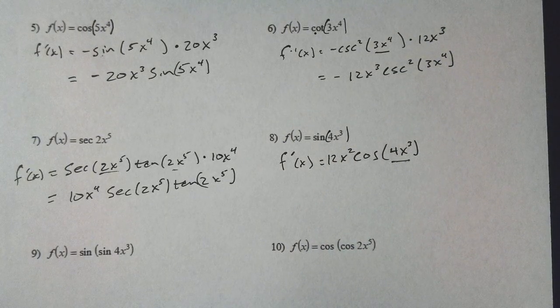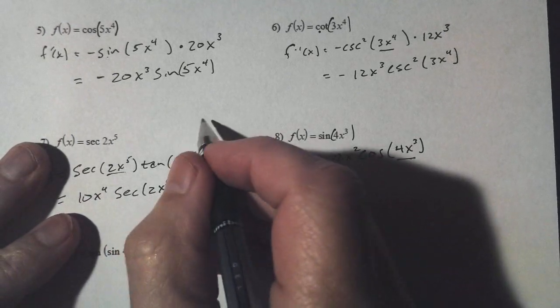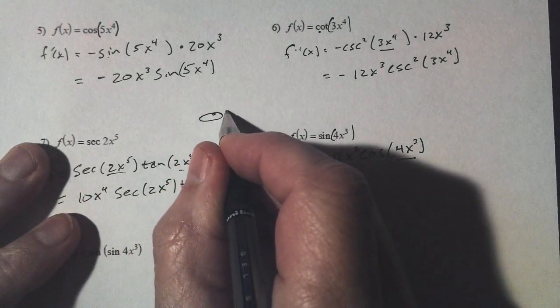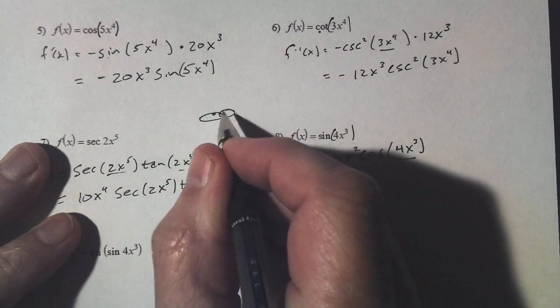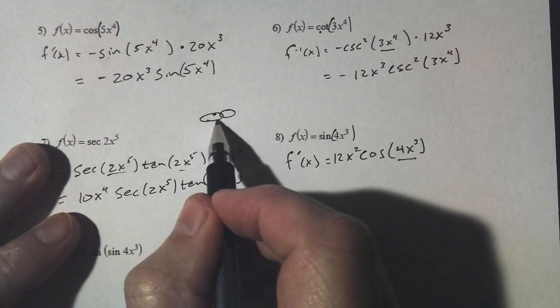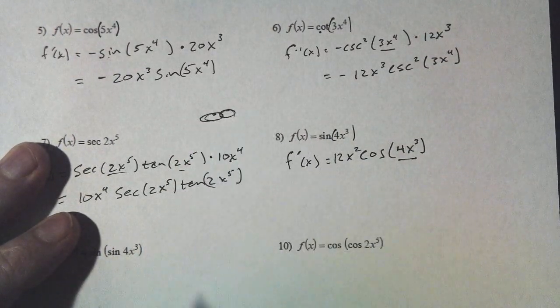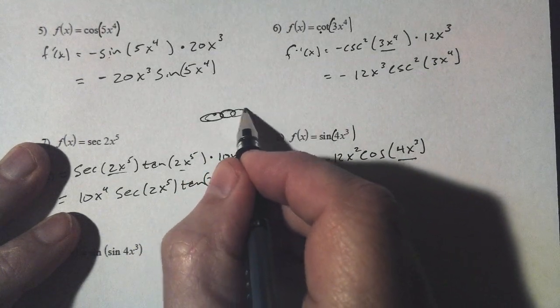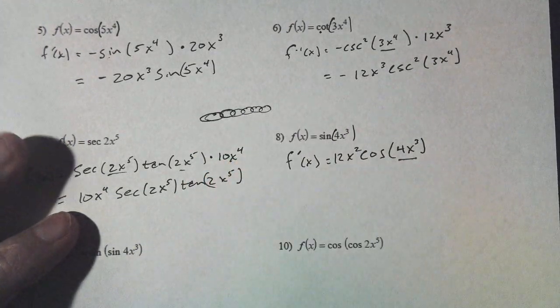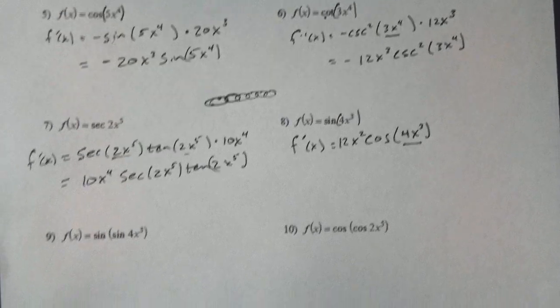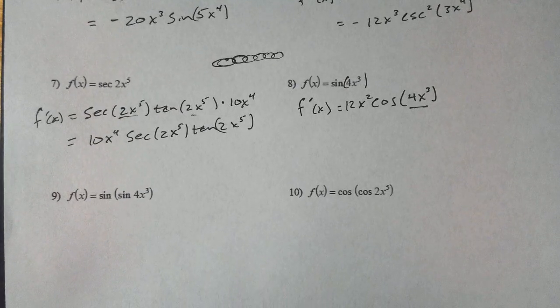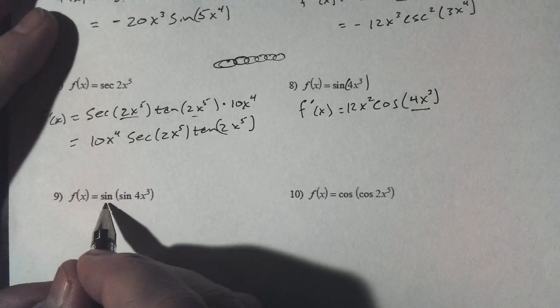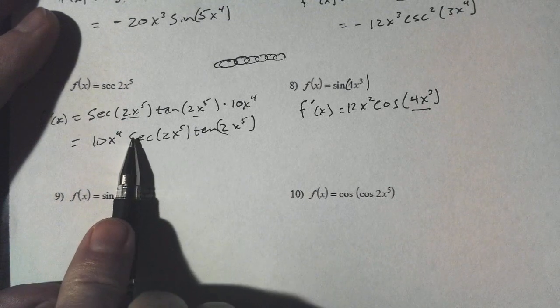Okay, so far so good. This is called chain rule, and we've been looking at chains that are kind of like this. We had a link of a chain and another link of a chain. But chain rule implies that maybe we have multiple links, and that's what's going on in number 9. Here's where it starts to get fun.